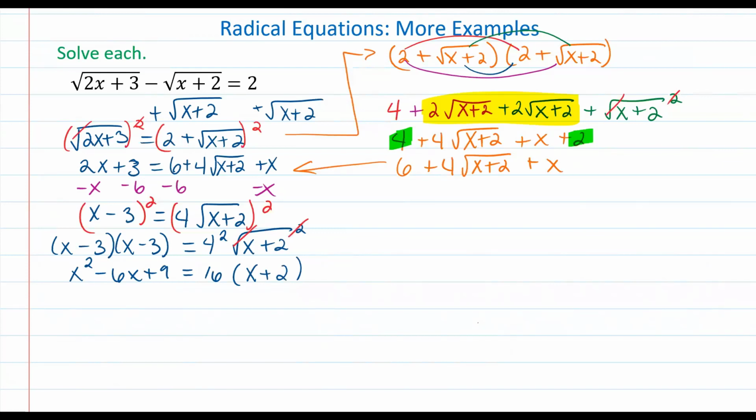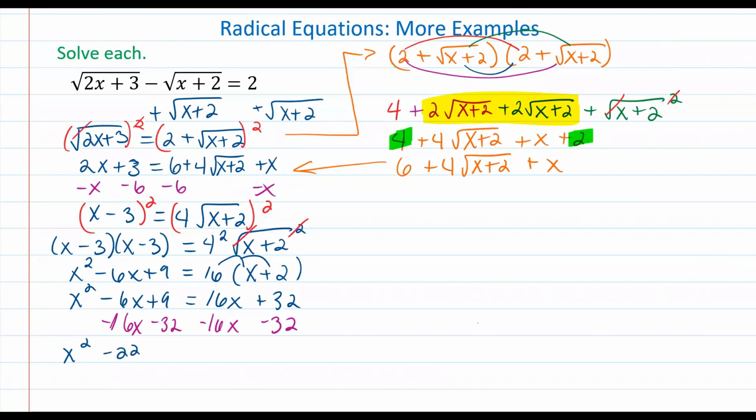What I've got now is a quadratic equation. I need to solve that quadratic equation. And again, in order to solve a quadratic equation, we need to get it equal to 0. So the first thing I need to do is distribute the 16. So I've got x squared minus 6x plus 9 is equal to 16x plus 32. Now I'm going to move the 16x and the 32 to the left side. So I'm going to subtract 16x and subtract 32. This gives us a quadratic equation of x squared minus 22x minus 23 is equal to 0.